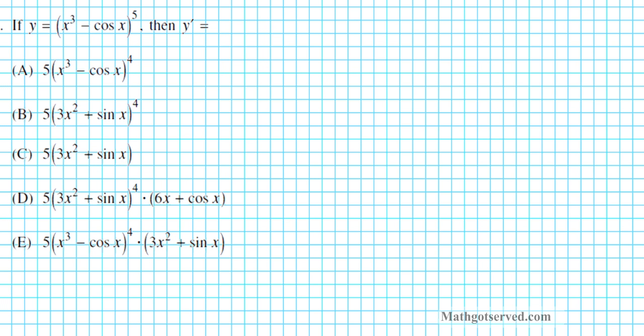All right, let's take a look at the next problem. This one is assessing our ability to accurately apply the chain rule again. So if y equals the quantity x to the third minus cosine x to the fifth, then y prime is. So let's see. Since this is a composition of two functions, I'm going to write it as f of g of x equals x to the third minus cosine x to the fifth.